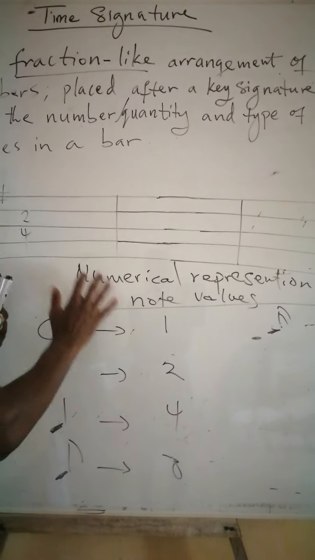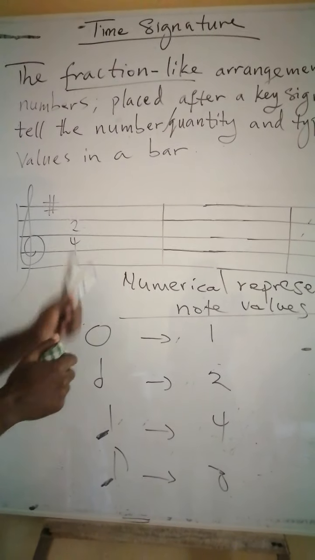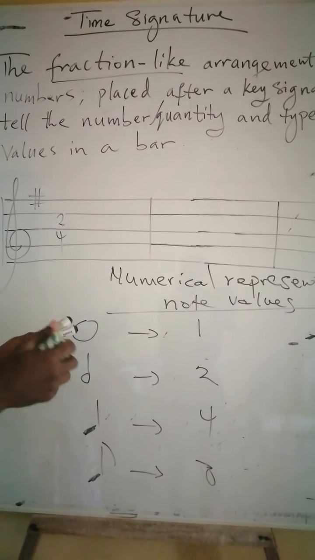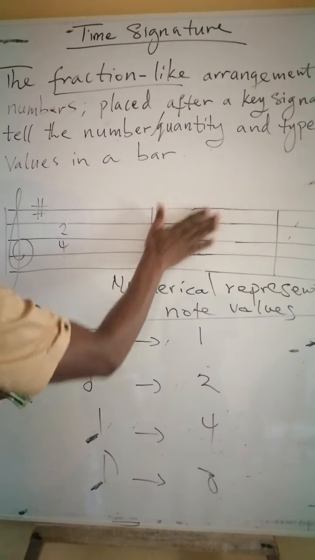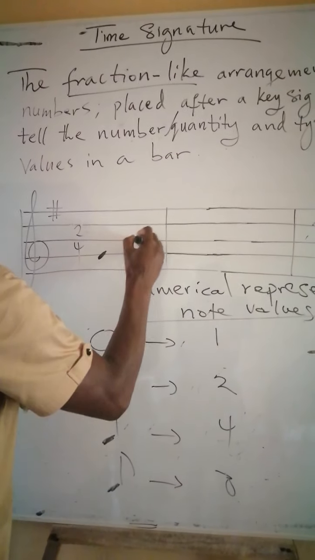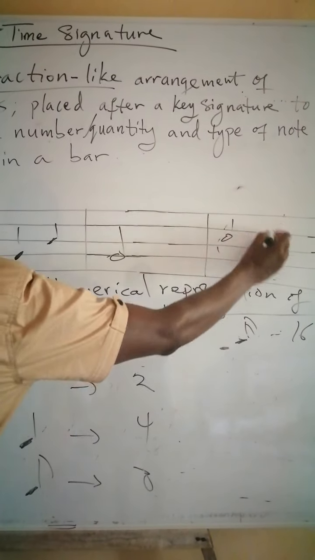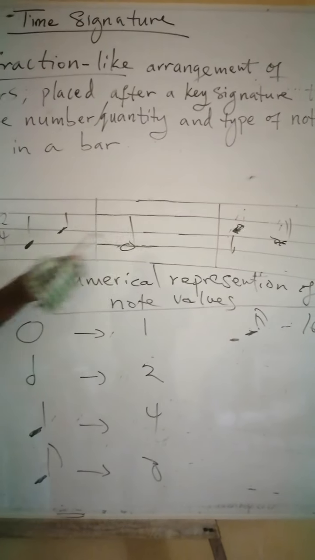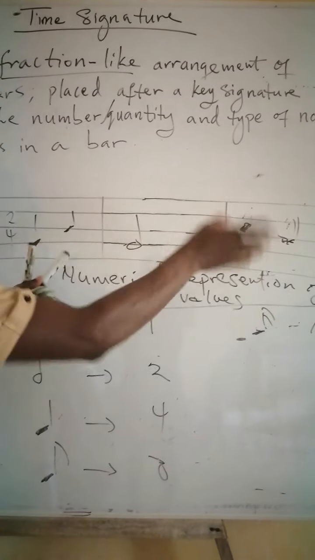And then these numbers, or this type of arrangement, will tell you the type of note and the amount of note values in a given bar. Now, what's a bar? A bar is the space in which notes are organized. So I may be putting some notes in the bar. That's what we mean by bars. Okay, so it's the space or the region in which notes are organized.